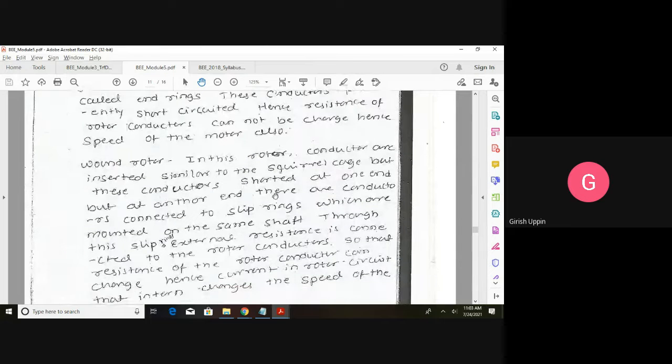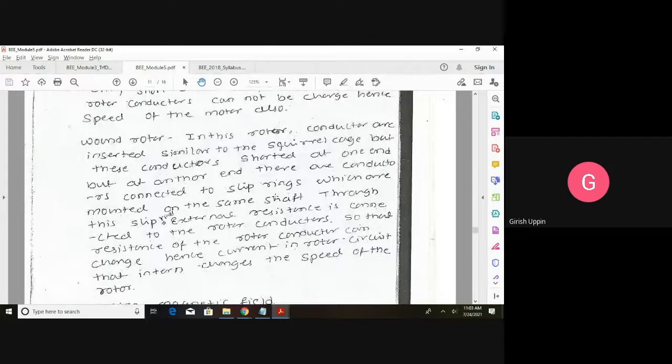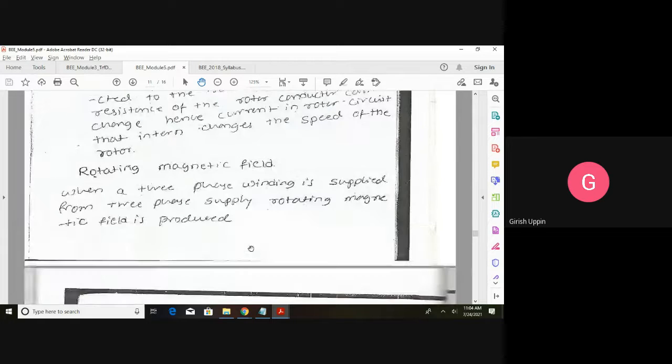In case of the wound rotor, the rotor conductors are inserted similar to the squirrel cage, but these conductors are shorted at one end, and at the other end the conductors are connected to slip rings mounted on the same shaft. Through these slip rings, external resistance is connected, so that we can change the rotor resistance. That in turn changes the current in the rotor circuit and the speed of the rotor. So we can change the speed.